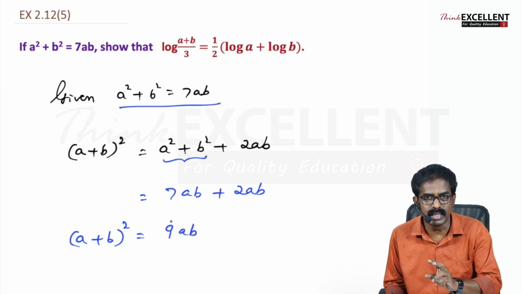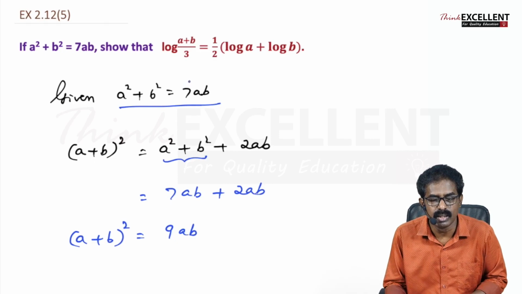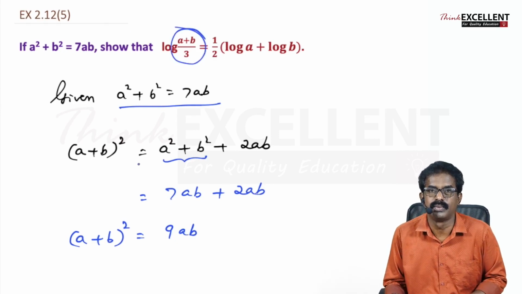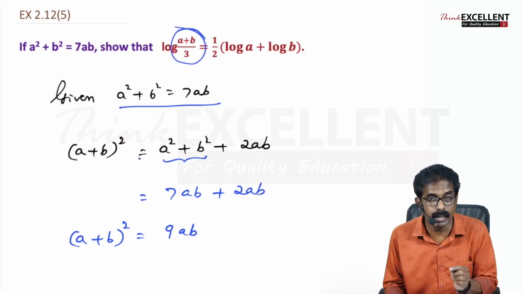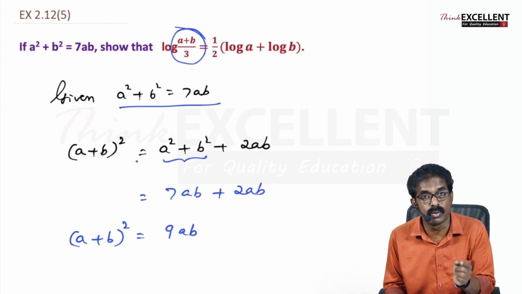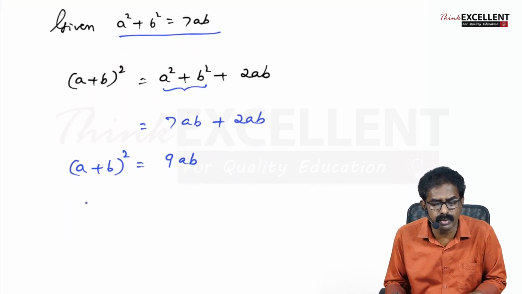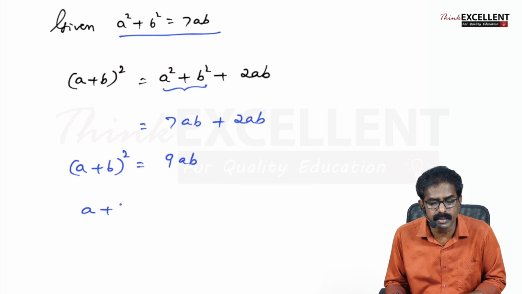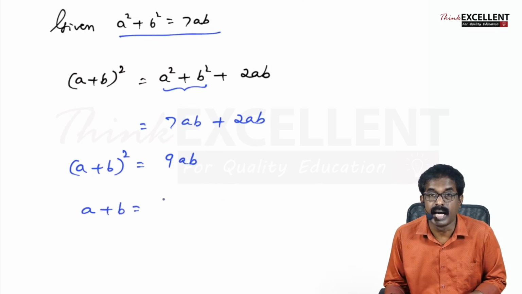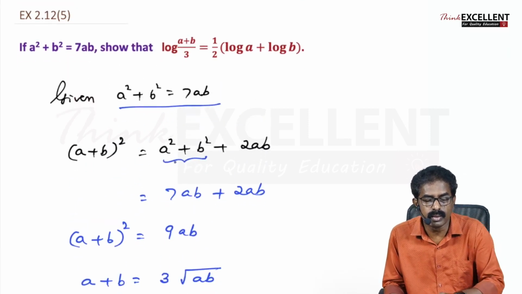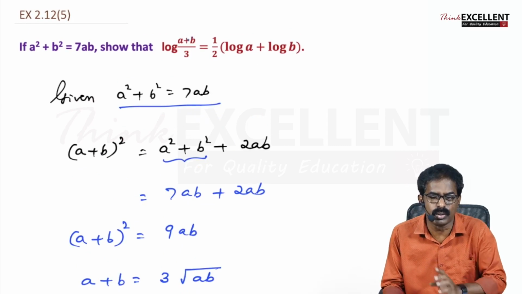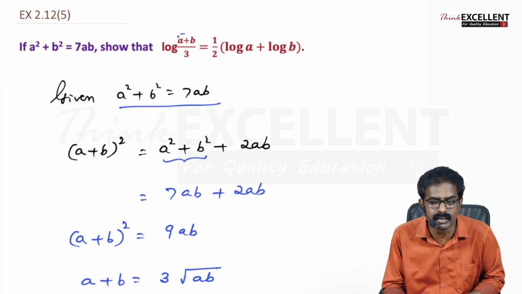Now, of course, you need log, right? Before that, see that you are getting this expression. A plus b we need, but we got a plus b the whole square. But I want only a plus b, so take the square root. When you take the square root, you will get a plus b is equal to 3, the square root of 9 is 3, into root of ab. Next you see only the question, show that. So a plus b got it.